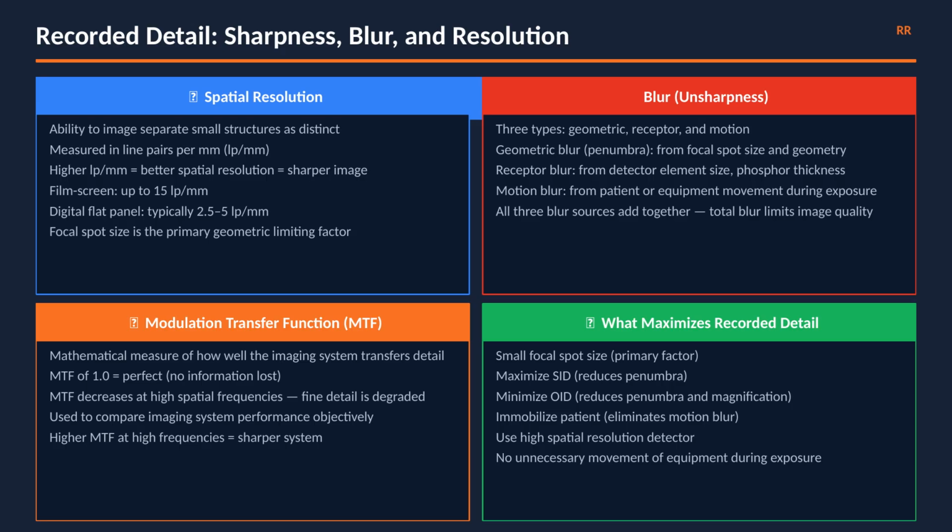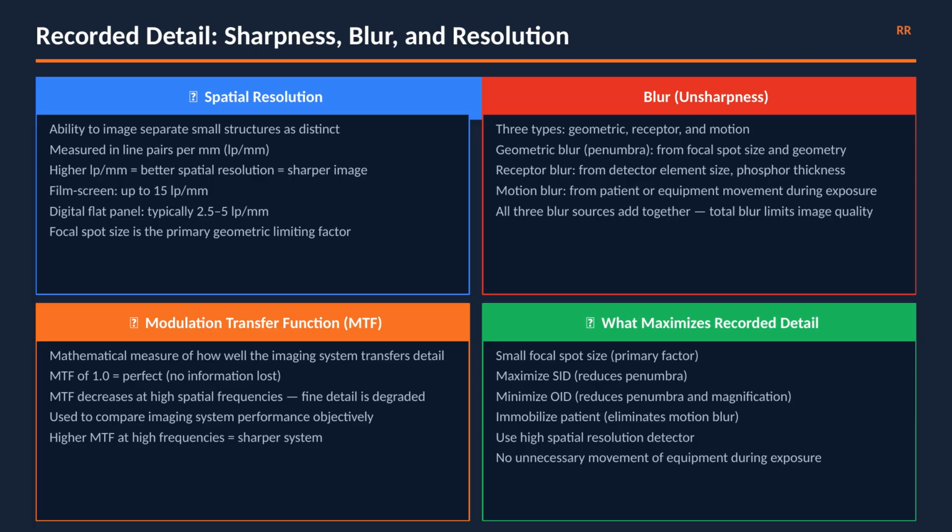Modulation transfer function, MTF, a mathematical measure of how well the imaging system transfers detail from the object to the image. MTF of 1.0 is perfect. No information lost. MTF decreases at higher spatial frequencies, so fine detail is progressively degraded.